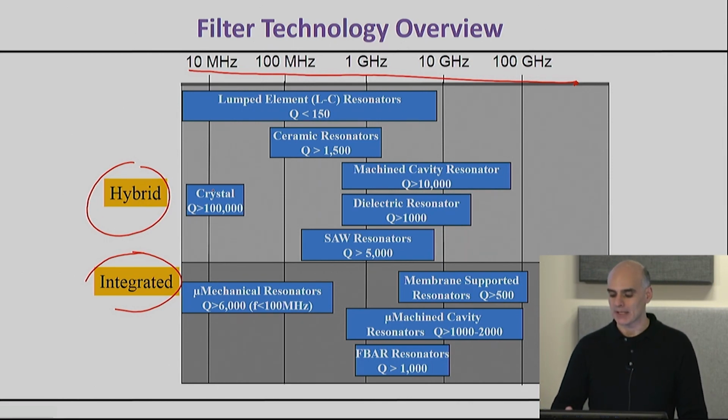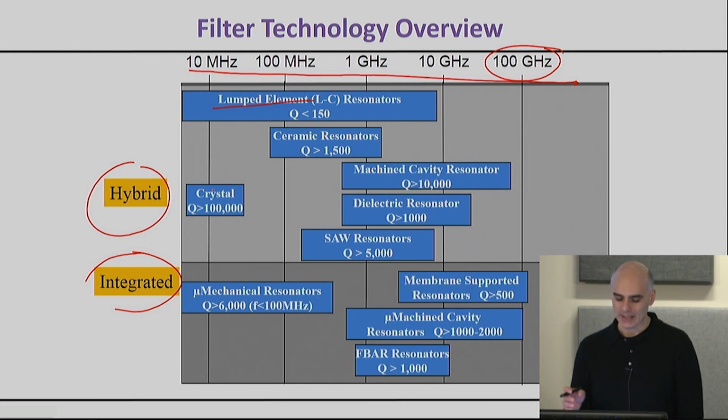For example, if somebody asks you to design a filter at 100 gigahertz, it's very clear that you should not be considering lumped element resonators, while cavity resonators might actually be something much better to consider here.